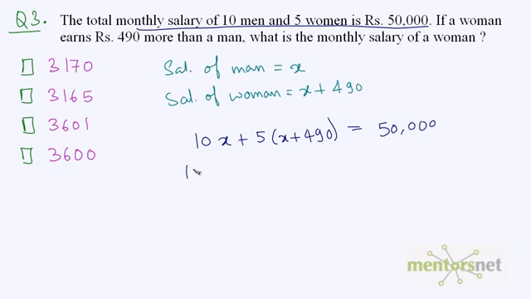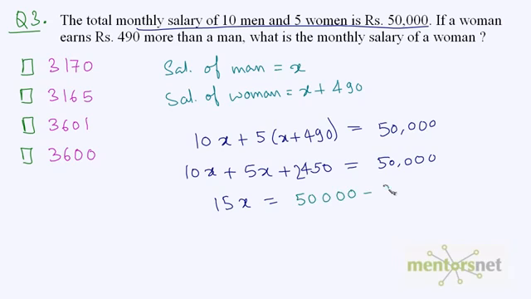So let's solve this. 10x plus 5x plus 490 times 5, which is 2450, is equal to 50,000. Now 15x is equal to 50,000 minus 2450. Now x is equal to the difference of 50,000 minus 2450, which is 4750, divided by 15. So x's value is 3170 if you calculate this division. So 3,170 rupees is the salary of a man.